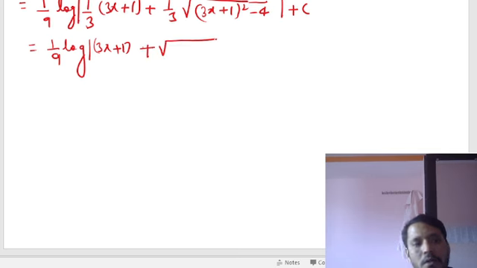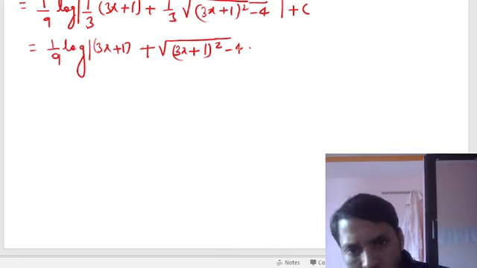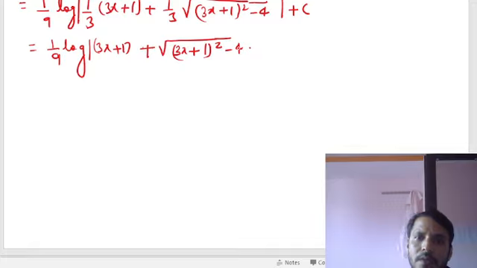Under root of, the question was given as 9x square plus 6x, or let it be as it is, 3x plus 1 whole square minus 4, right? If we open it, we will get, this is minus only, yeah, so this is the mod and then plus c.